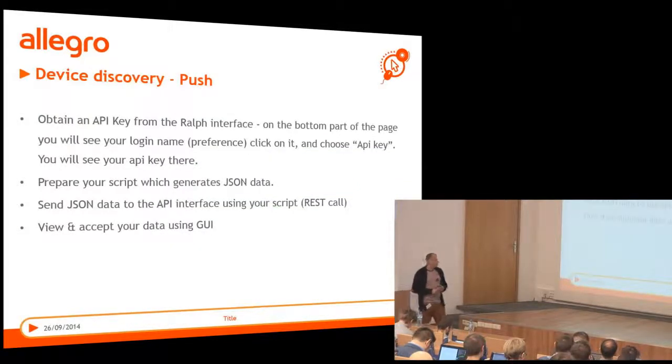And a few words about the discovery method from the push. Like I mentioned before, we have to obtain the API key from RALPH. Each user has a generated API key, so you can also do anything you want from the API. Prepare a script which generates the JSON data from the scan result, and send this data via API, which is a full REST API, and then accept the information changes in the GUI.